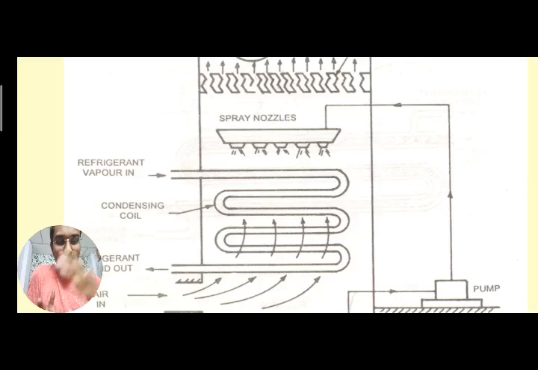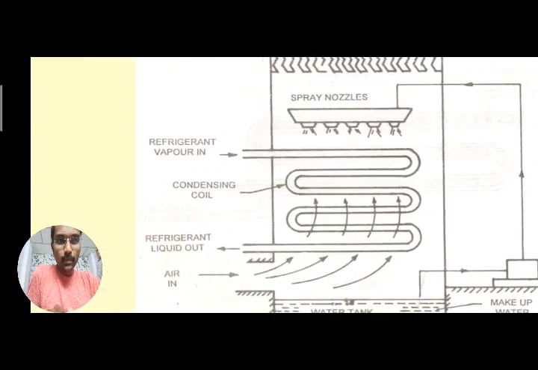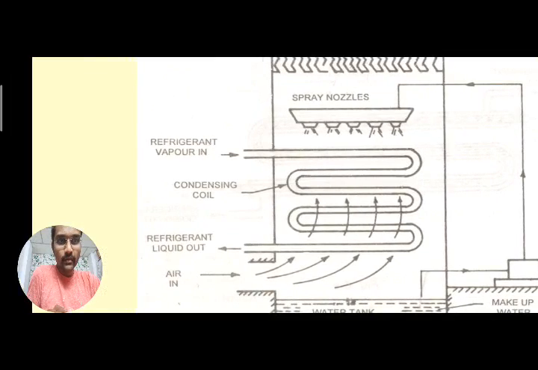Refrigerant vapor with high pressure and high temperature is coming from the compressor. So this is a connection making to the compressor. From the compressor, vapor refrigerant is coming and entering the pipes, and it is flowing inside the pipes, and the refrigerant will come out as liquid. So here the phase change is taking place.